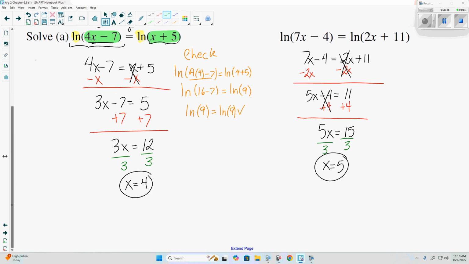Oh, 5. Yes. Flipped my numbers. Should have divided by 5, which, yes, tells us that x is 3. I divided by the solution, not the number we actually needed.